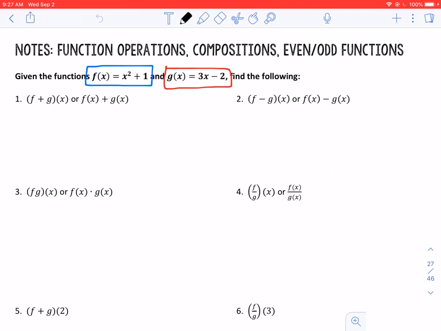So we're given two functions, f of x, which is equal to x squared plus 1, which I've boxed in blue, and g of x, which is equal to 3x minus 2, which I've boxed in red. And with these two functions we're asked to find the following, so we'll look at example 1 here.